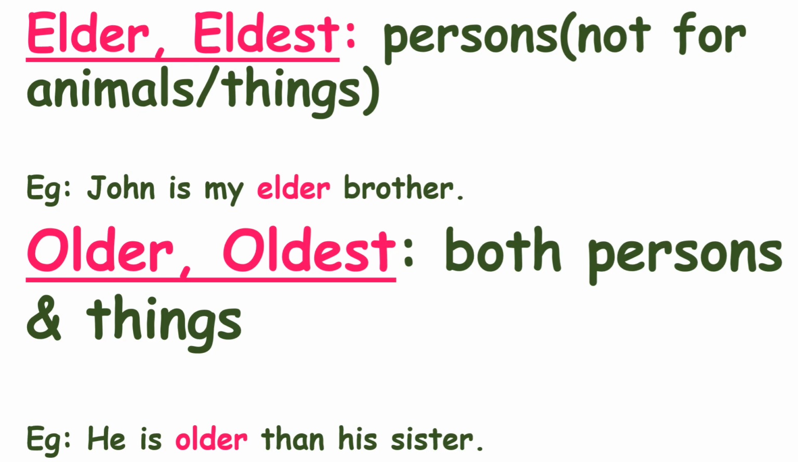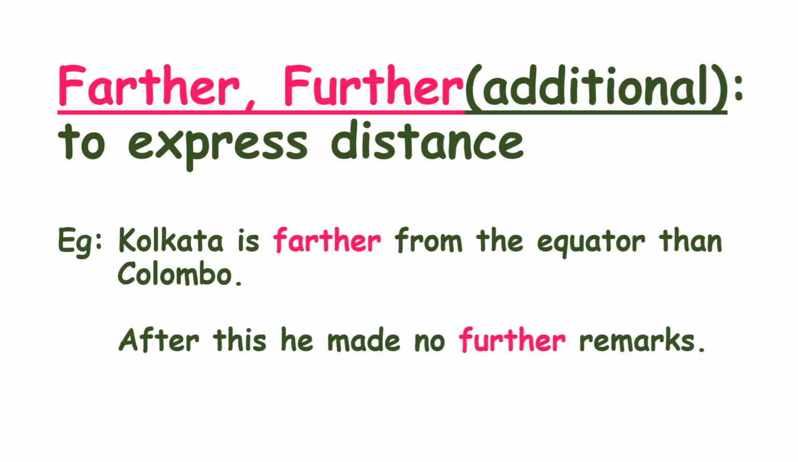Now, for example, John is my elder brother. So here elder is used as a positive adjective. It is used as a simple adjective, right? Although it looks comparative, than is not used with elder. Now, in the second one, older than can be used. It can be used in a comparative form also, and that is why in the example it's given he is older than his sister.